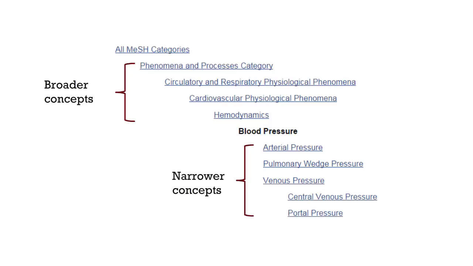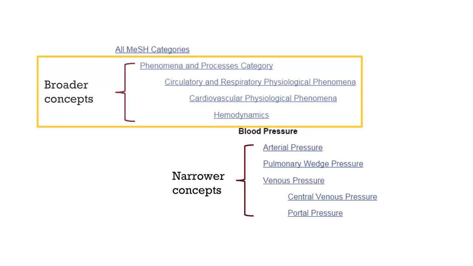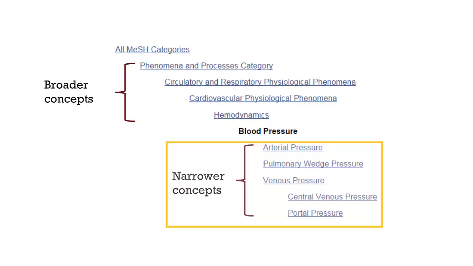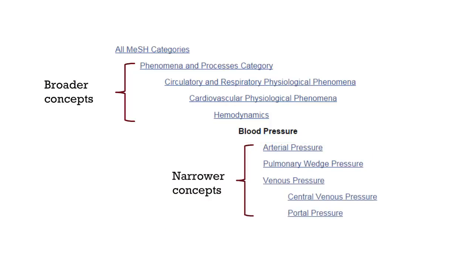You can see our heading of blood pressure listed within the tree structure. Looking at the tree structure, we see that everything listed above our bolded subject heading is a broader concept, so blood pressure falls under hemodynamics. Everything that is indented and falls below our bolded heading is a narrower concept: arterial pressure, venous pressure, etc.